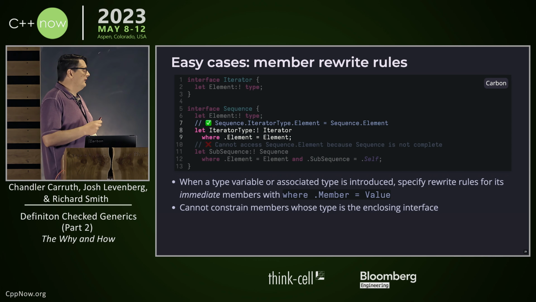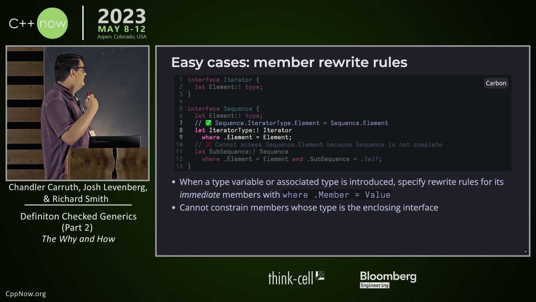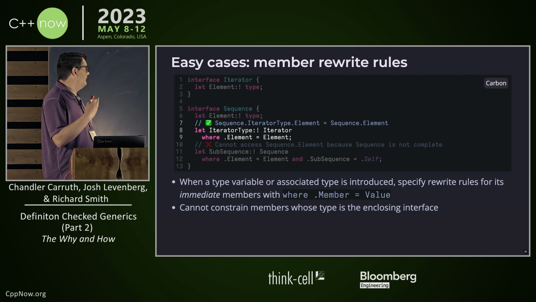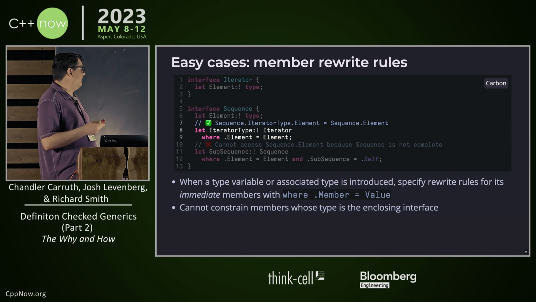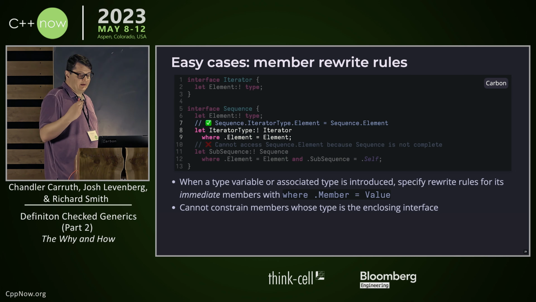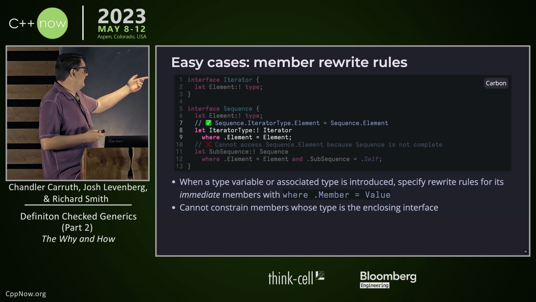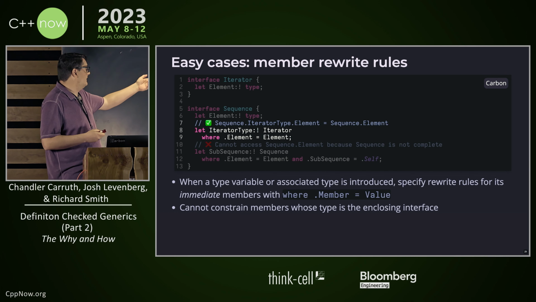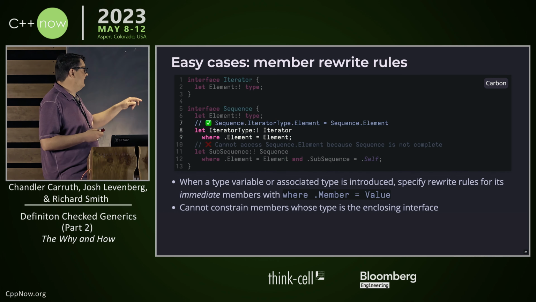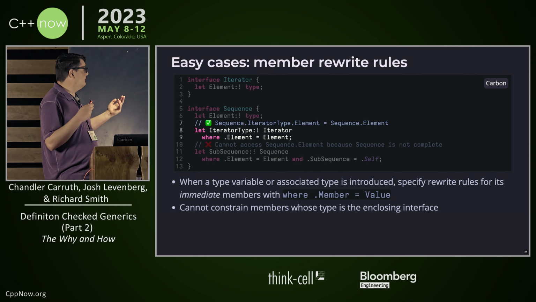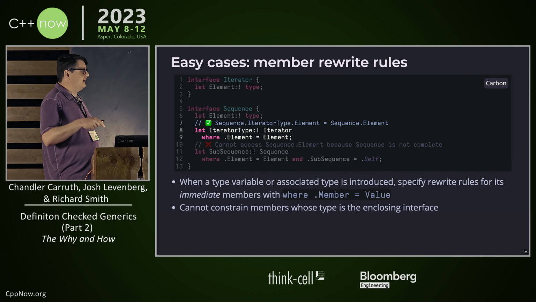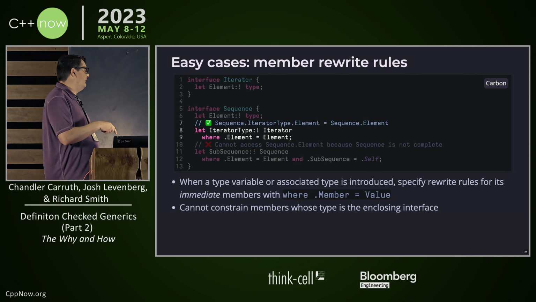So for the easy cases, we're going to use an approach that's somewhat like Rust, where when you introduce a use of an interface, you can specify a rewrite rule on it. So in this case, we're saying when we introduce iterator type, its dot element is the element of the sequence. So that means that whenever we see a sequence.iterator type.element, we're going to rewrite that to sequence.element.